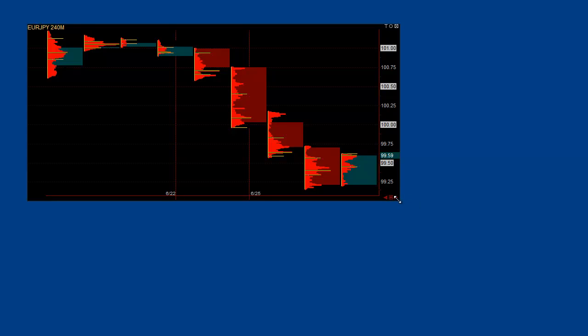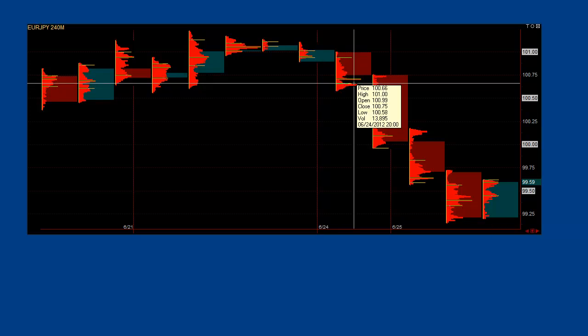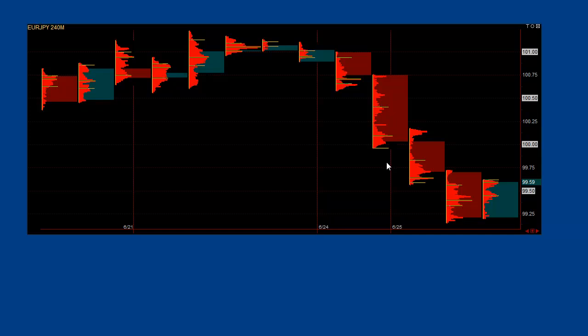And you can see that as the price opened up on Sunday, the market fell, and the value area low was right here, and then it went down. The value area high, value area low, the point of control of the previous 4-hour period was right here. You can continue to sell until price goes above the value area.